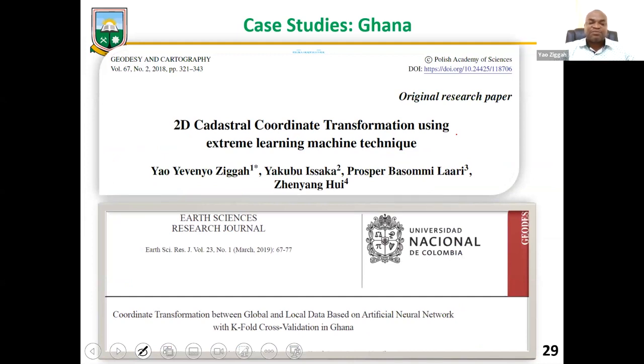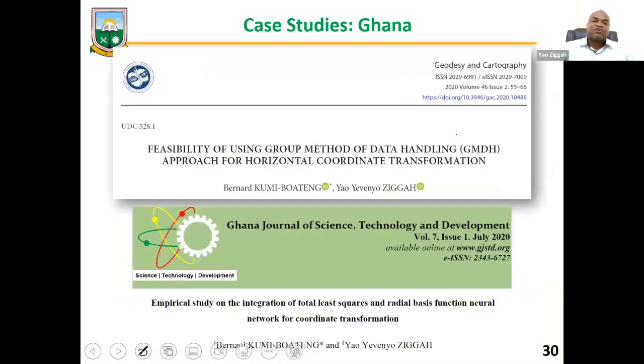We have also looked at performing coordinate transformation with data scarcity or with sparse data, where we considered the k-fold cross-validation approach as a resampling method that needs to be employed when you have limited data and then using coordinate transformation. We have also looked at the group method of data handling approach for horizontal coordinate transformation. We have also integrated total least squares and radial basis function neural network for 3D coordinate transformation. These are all works that have been done directly with respect to the Ghana Geodetic Reference Network.